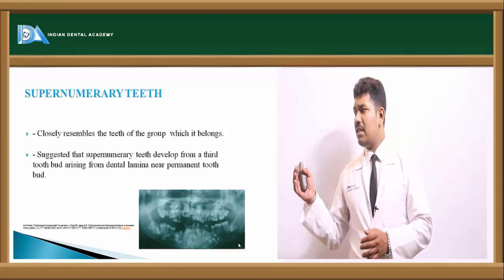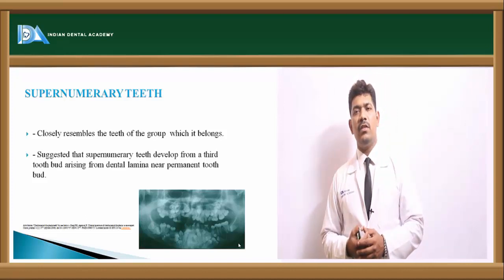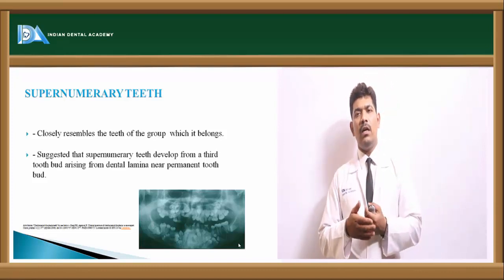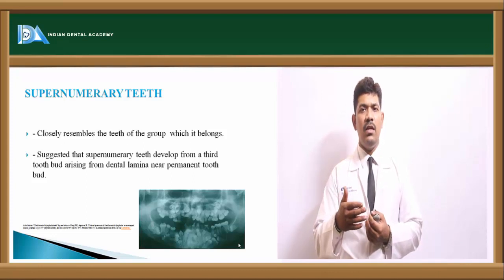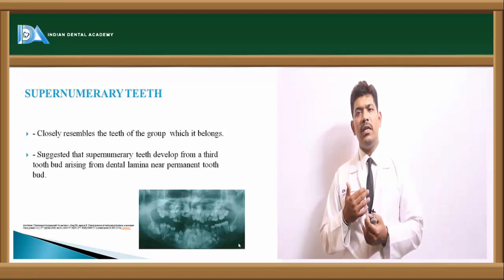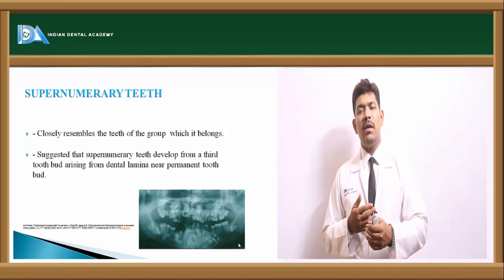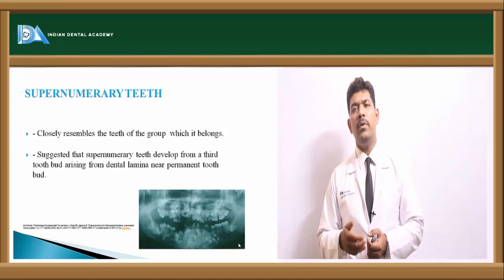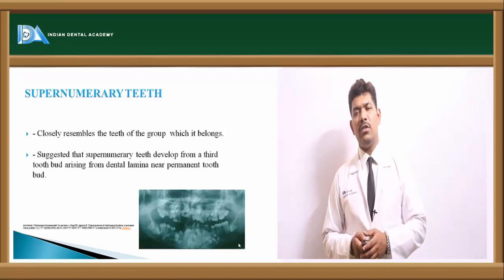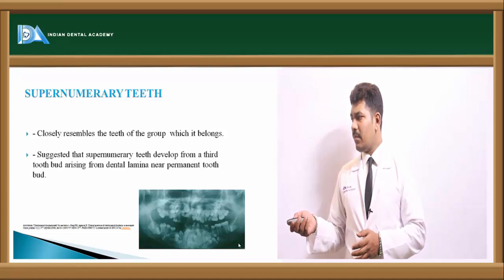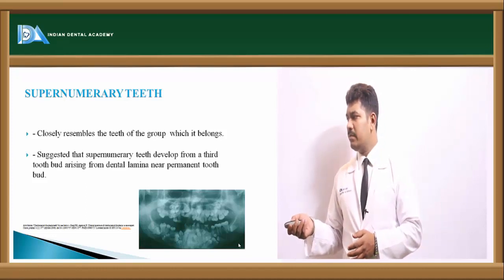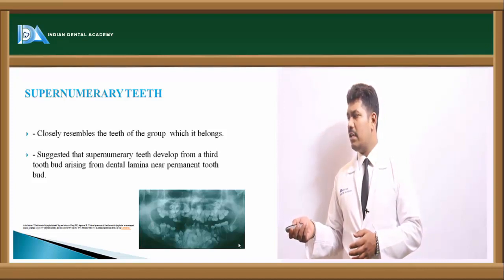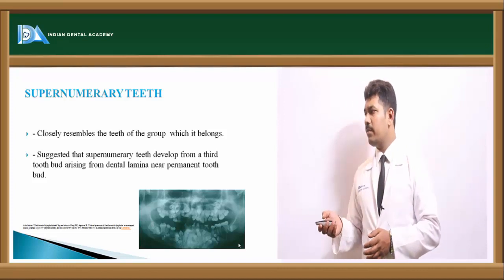Now there's a suggestion by various researchers that at this particular location, instead of two tooth buds, one which normally gives rise to the deciduous teeth and the other which gives rise to the permanent teeth, we might find a third tooth bud which gives rise to the supernumerary tooth. That is the most accepted theory as of now, and we can see a case of supernumerary teeth, wherein in both the upper and the lower jaws we find numerous extra teeth at various locations.